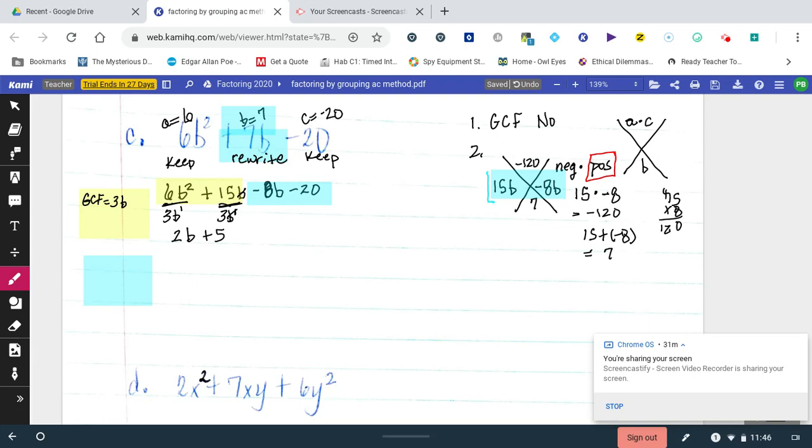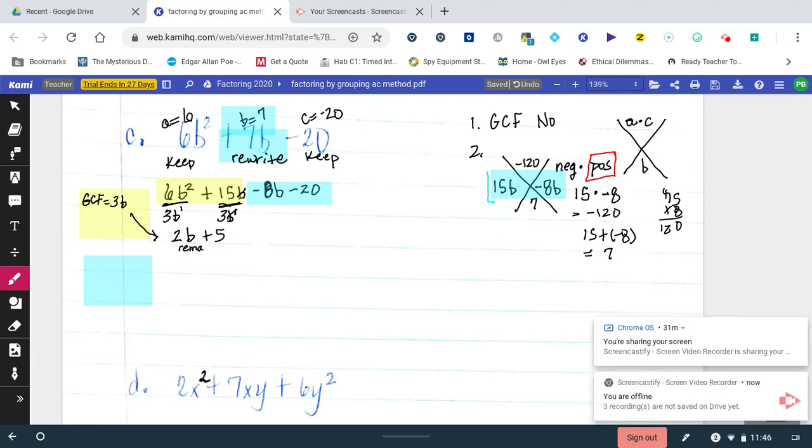All right, so I'm going to write this in factored form. This is my remainder. So I'm going to write it as 3b times 2b plus 5. Then I can work on the block in blue.